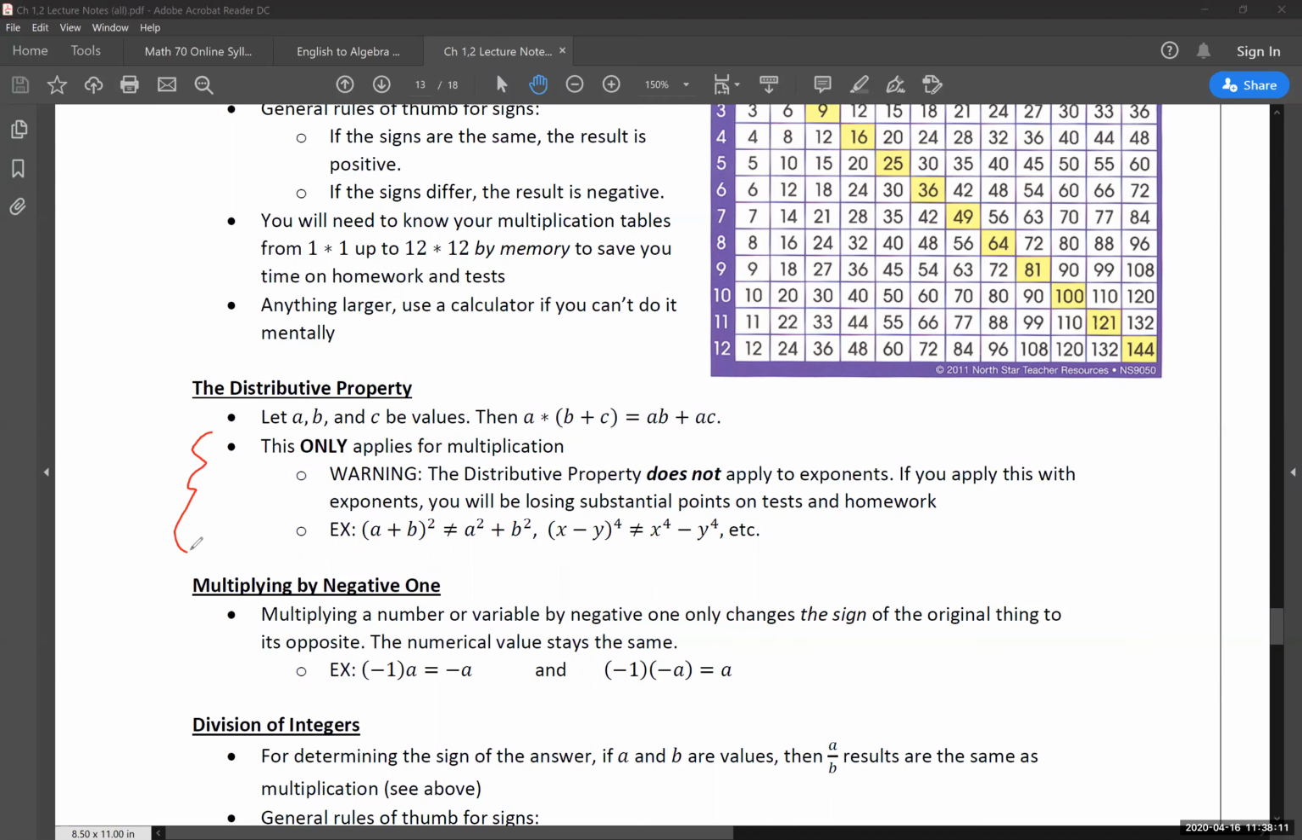So I don't know how I can emphasize this enough. I could draw on this thing, put the stars, anything. This is huge. I've seen many people lose a lot of points on tests because they do not apply the distributive property correctly. It only works with multiplication. It does nothing with exponents. So never apply it in that capacity as we're going through these.